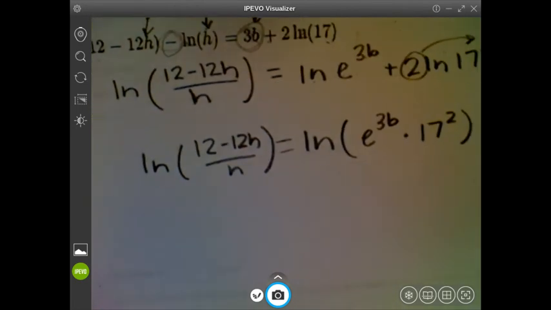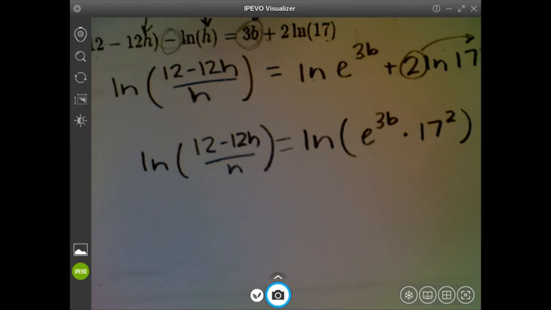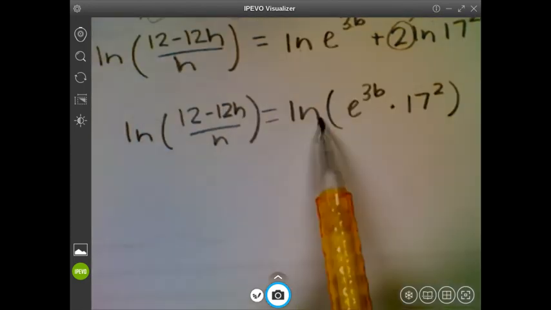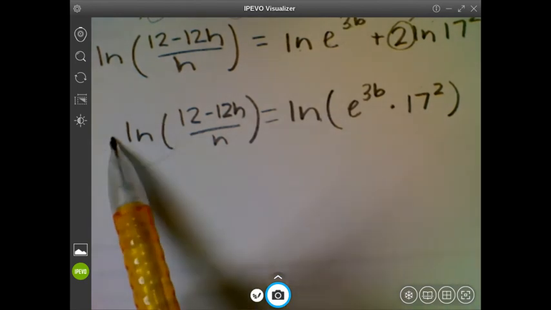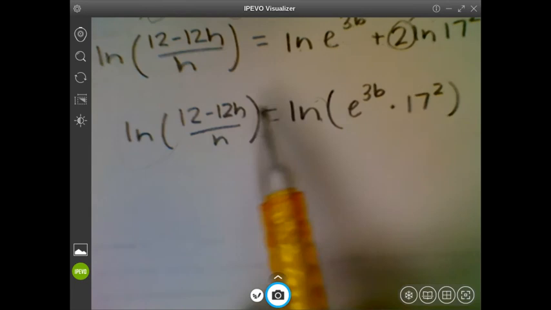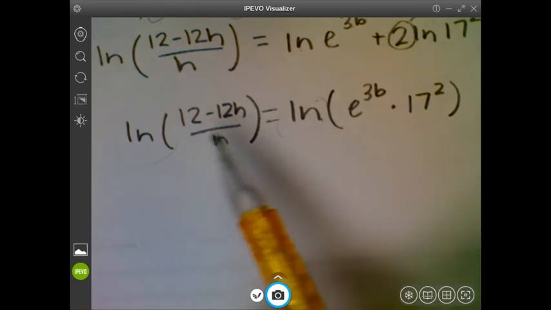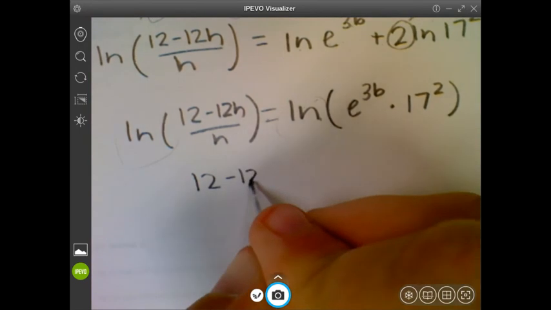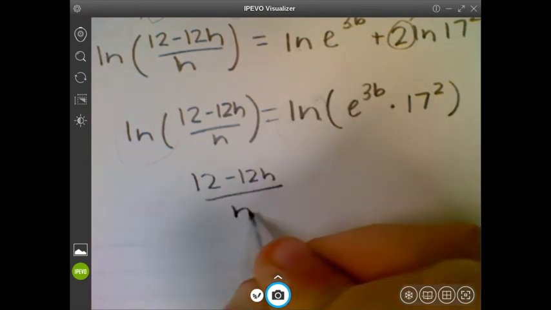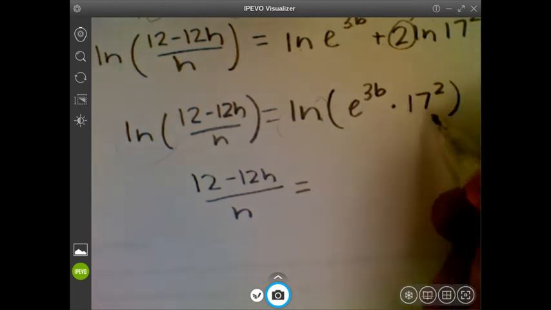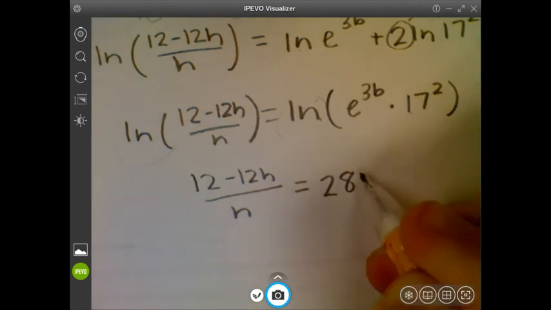All right, and we're actually getting a lot closer here. There's still quite a bit of algebra to do, but we've made quite a bit of progress now because looking at this, I see a natural log equal to a natural log. And so those are logs. Natural logs, they're logs. They have the same base. So we can go ahead and use the property that says that the inside has to be equal to each other. By the way, 17 squared, that's 289, right?